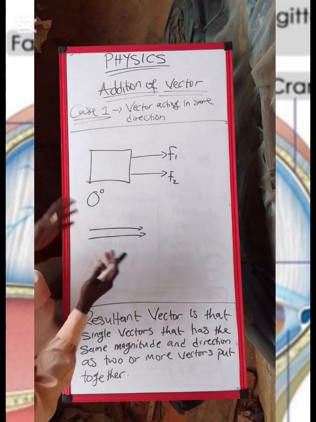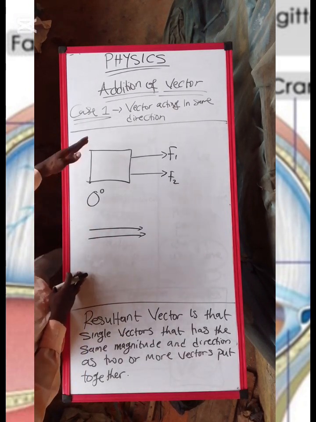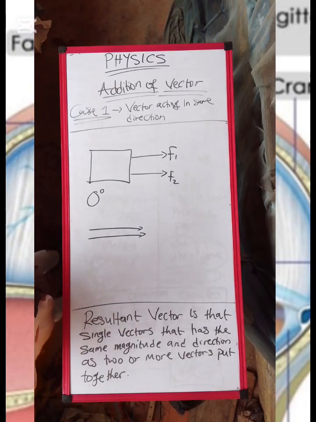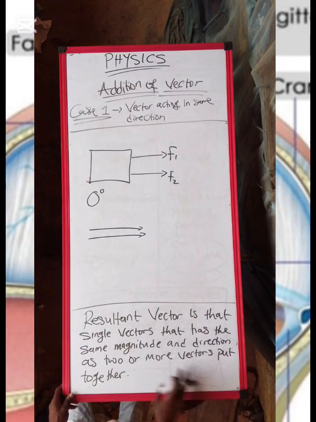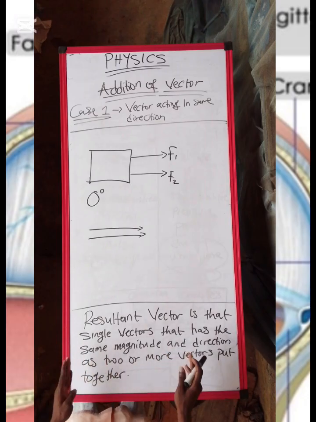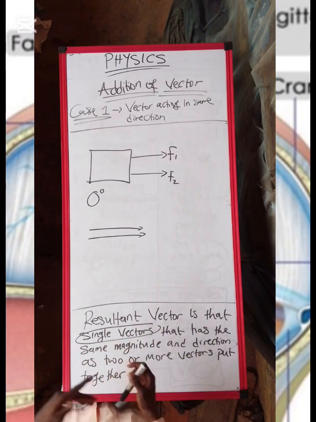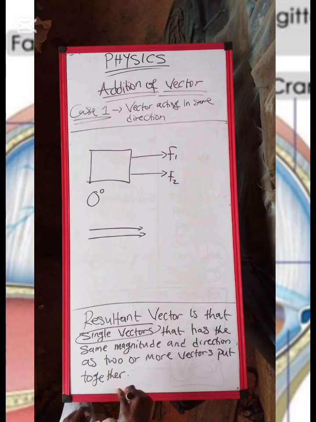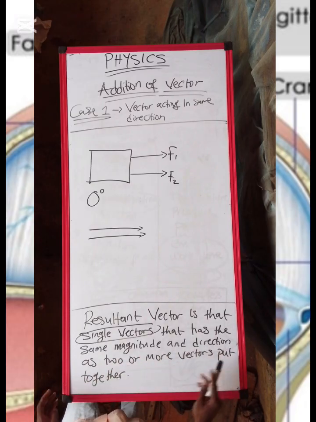Now whenever you are faced with vectors acting in the same direction, how do you sum them up to get the resultant? When I say resultant, what do I mean? I just put the definition here so you can clearly see it. When we're talking about a resultant vector, we're talking about a single vector. Take note, it has to be a single vector, only one. A resultant vector cannot be two, it has to be one. It's a single vector that has the same effect, magnitude and direction, as two or more vectors put together.